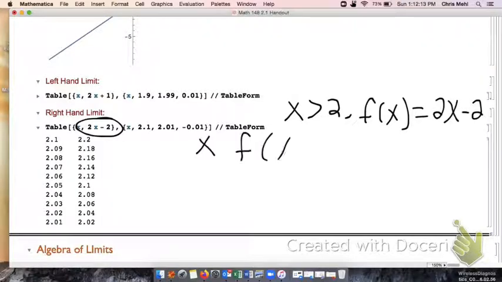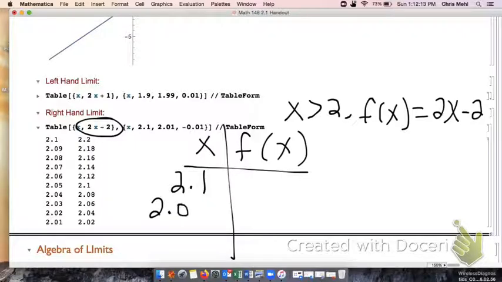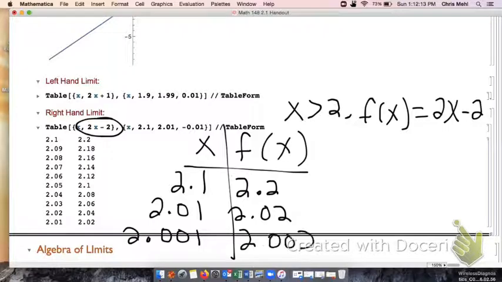If x is greater than 2, f of x is 2x minus 2. If you make a table of function values, this time if I want to get close to 2 on the right, I start with something to the right of 2, like 2.1. To make it get closer to 2, I just keep slipping zeros in between the decimal and 1. And that would be x approaching 2 from the right. And the function values are 2.2, 2.02, 2.002 would be the next one if you check. So if x approaches 2 from the right, you're going to see that the function values are also decreasing and getting close to 2.